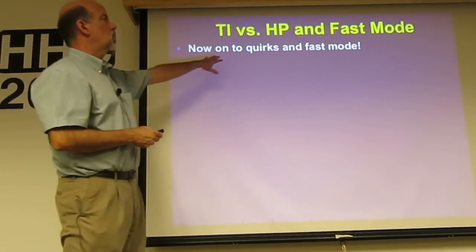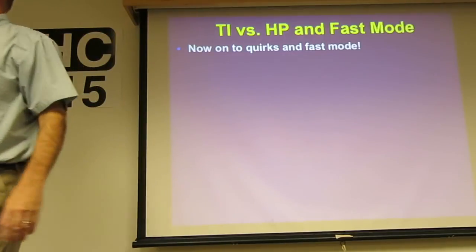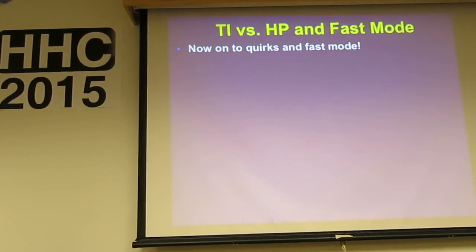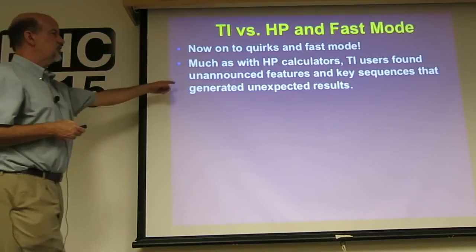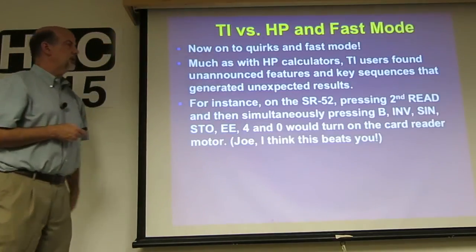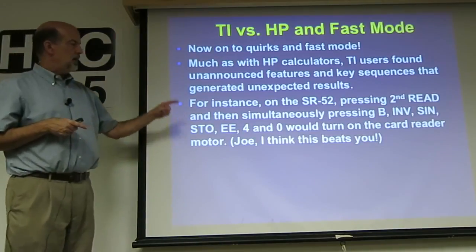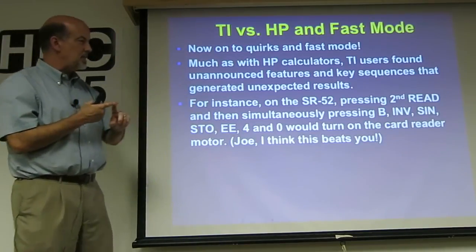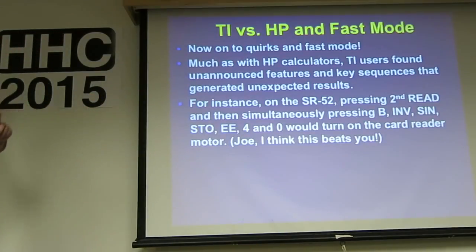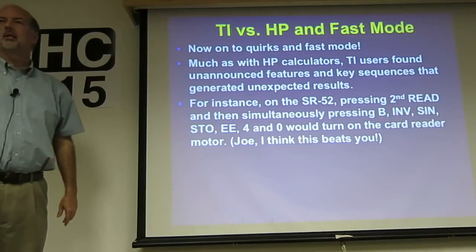Okay, now let's get on to some quirks and talk about fast mode. Joe, obviously, and other people really love punching 15 buttons at the same time just to see what happens. And TI had similar people on the other side for that. TI users found unannounced features and things that generated unexpected results. For example, this is bizarre. On the SR52, pressing second read and then simultaneously pressing B, inverse, sine, store, enter exponent, 4, and 0 would turn on the card reader mode.